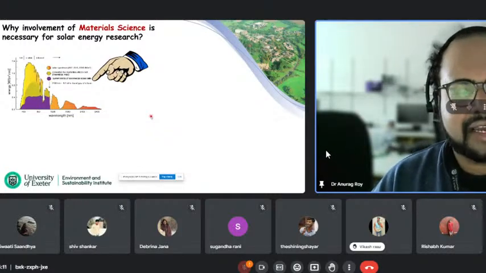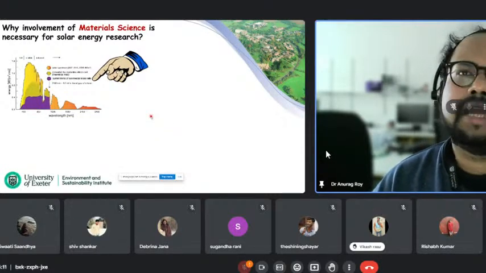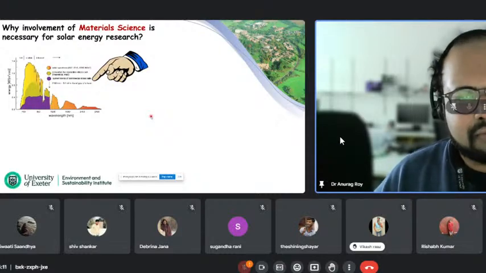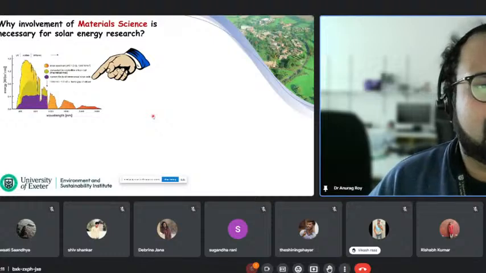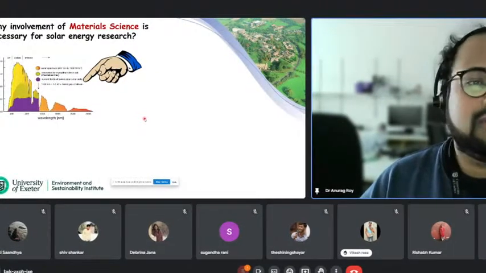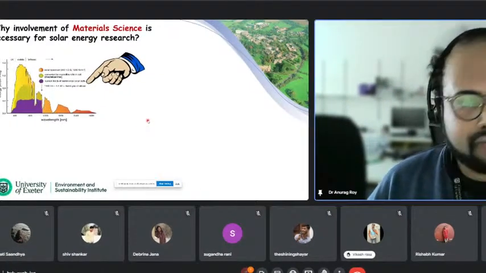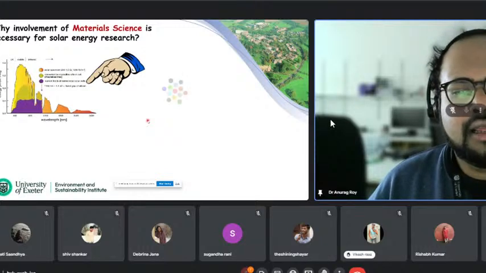So scientists are still searching for that material, and they are trying to combine one material with another so that at a time we can absorb most of the sunlight. Because we are losing a lot of sunlight when we are applying this material.